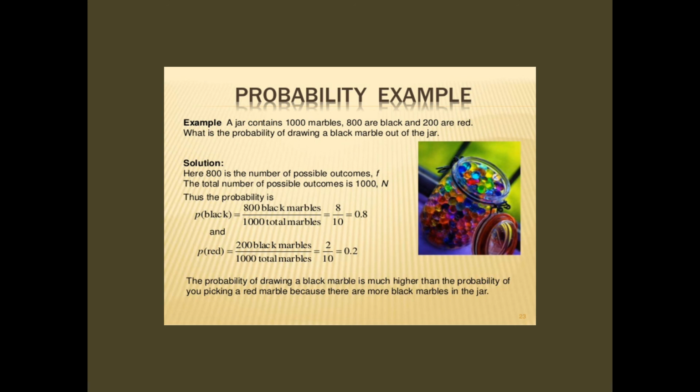Now, the probability for taking out the black marble would be 800 upon 1000, that is 0.8, whereas the probability of picking up a red marble would be 200 upon 1000, that is 0.2. Here, the probability of drawing a black marble is much higher than the probability of picking up a red marble because there are more black marbles in the jar.